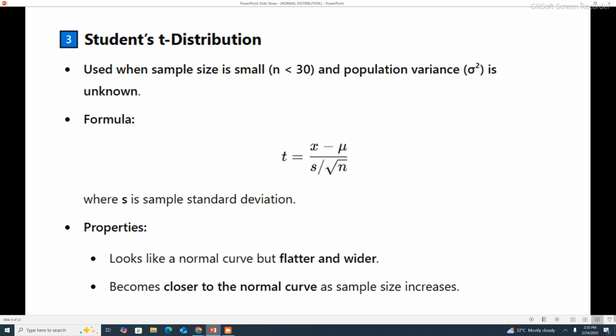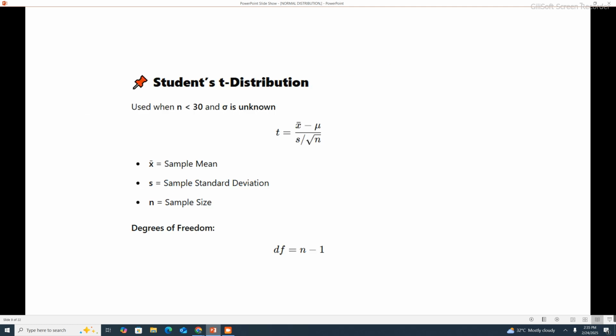So note that rule. When it is less than 30 and the population variance is not known, you will want to use the t-test, which is x minus the mean of that population, over the sample standard deviation over the square root of the total number. The property of this t-distribution is that it always looks like a normal curve, but it is flatter and wider. You remember when I was drawing for you? So it's more flat.